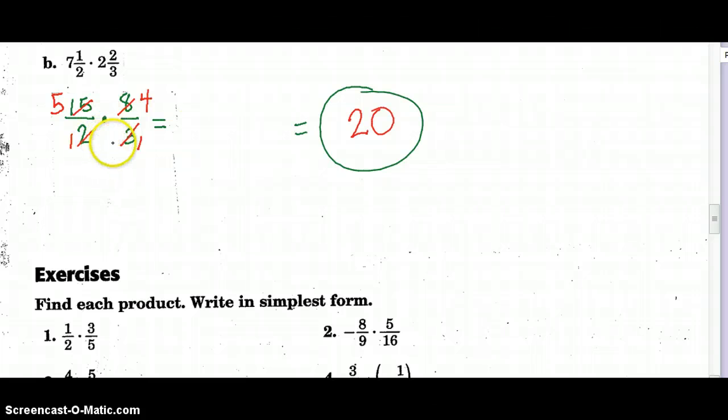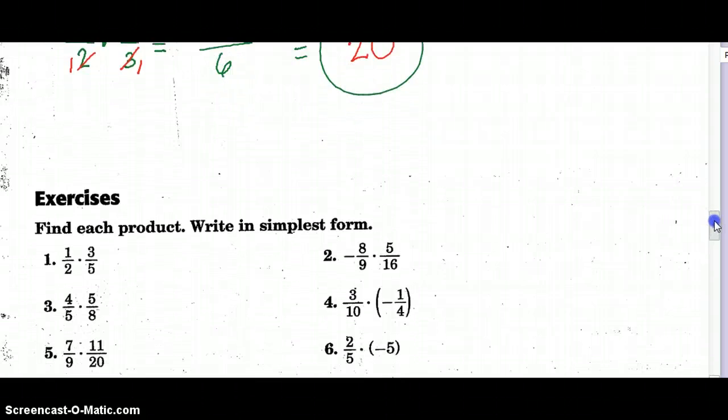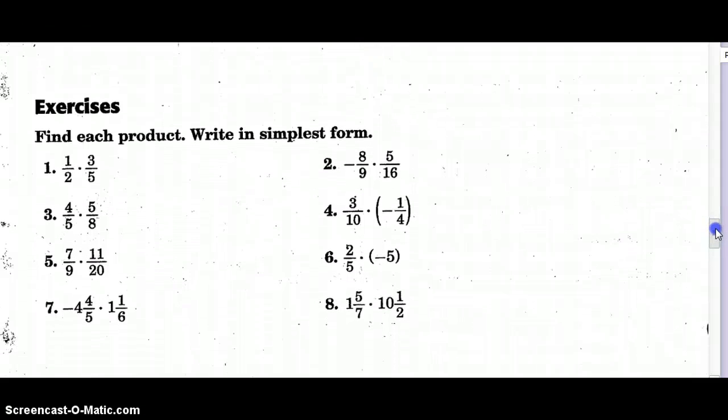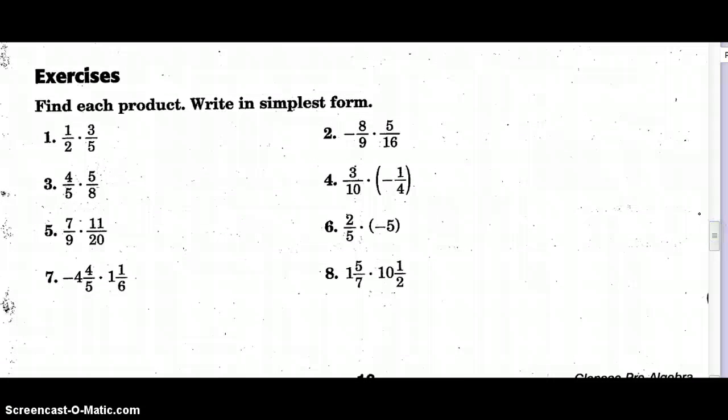So if you didn't simplify, 8 times 15 is 120 over, and 2 times 3 is 6, and you'd have to simplify 120 divided by 6, which is also 20. So I don't know about you, I'd rather work with smaller numbers than to work with 120 over 6. All right, now here are your exercises to practice on your own.